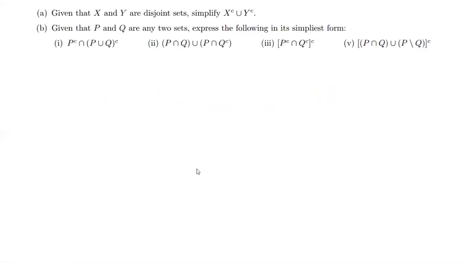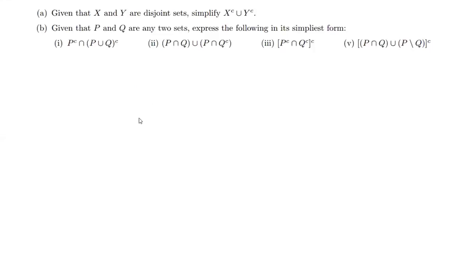All right. So this is the first question in this tutorial. It says, given that x and y are disjoint sets, simplify x complement union y complement. When you talk about disjoint sets, we're simply talking about sets that have no intersection.